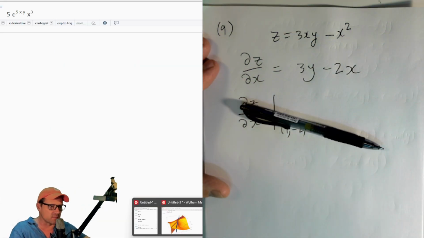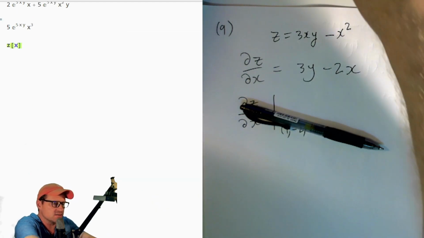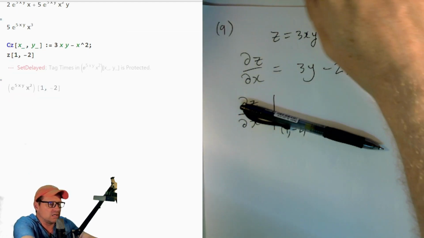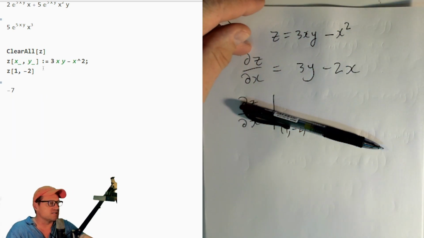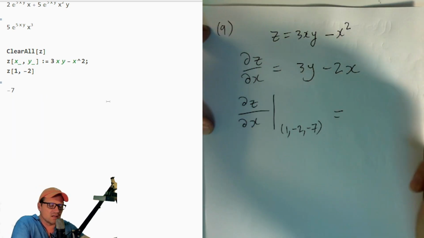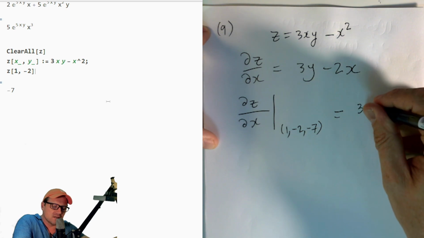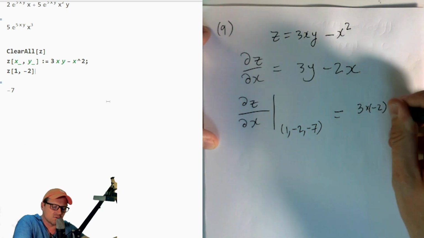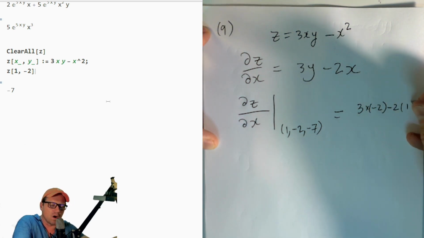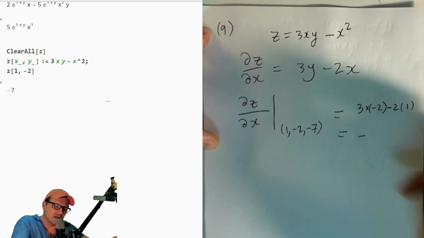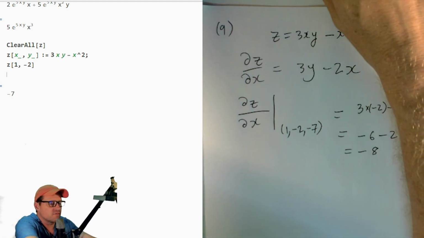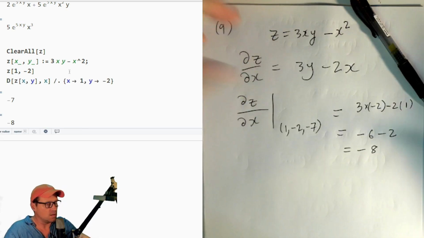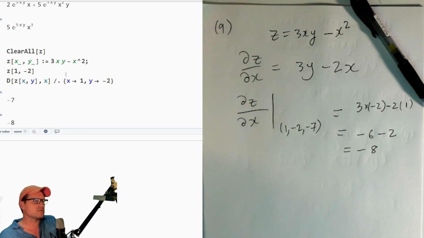So let's go to Mathematica. I'm going to write this as a function here. Okay, I need to clear all z. Okay, yeah, we do get minus 7, so that's fine. So this is just 3 times minus 2 times 1. And so we have minus 6 minus 2, which is minus 8. Okay, confirming that with Mathematica. And yes, Mathematica also gives us minus 8.